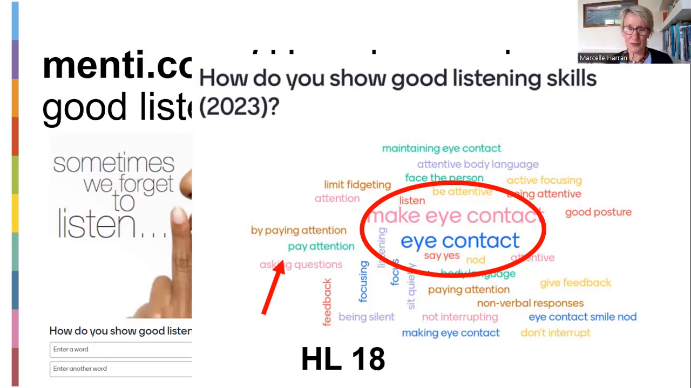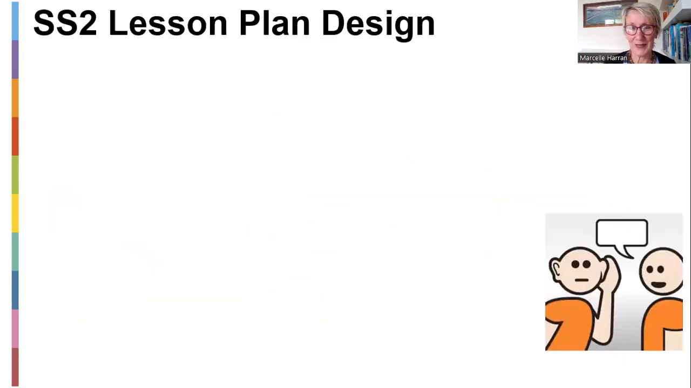I can see that you're not fidgeting, facing the person. I can see a lot of you said focus, being silent. So just make sure that these are active things that I can see that you are listening, and eye contact is one of the things you identified as very important to show good listening skills. So for those of you designing a lesson plan for SP, please remember these and what you're going to show: eye contact for the person who's speaking, or who you've got to listen to.